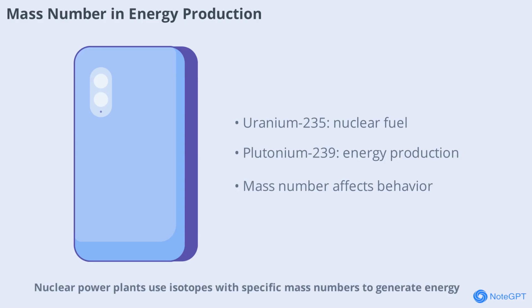Nuclear power plants use isotopes with specific mass numbers to generate energy, and uranium-235 and plutonium-239 are two common examples. Their mass numbers determine how they behave in reactors and how much energy they can produce. This knowledge is vital for safe and efficient energy generation.